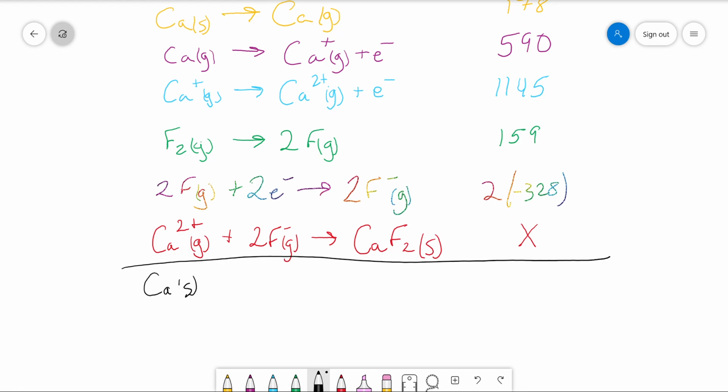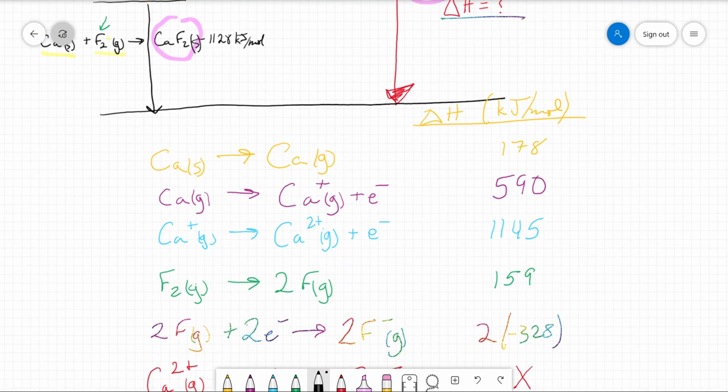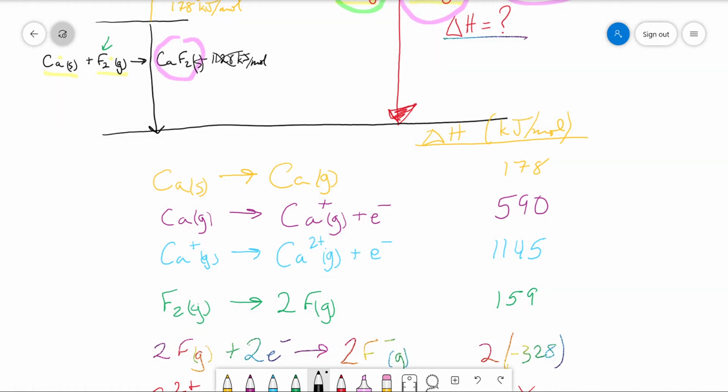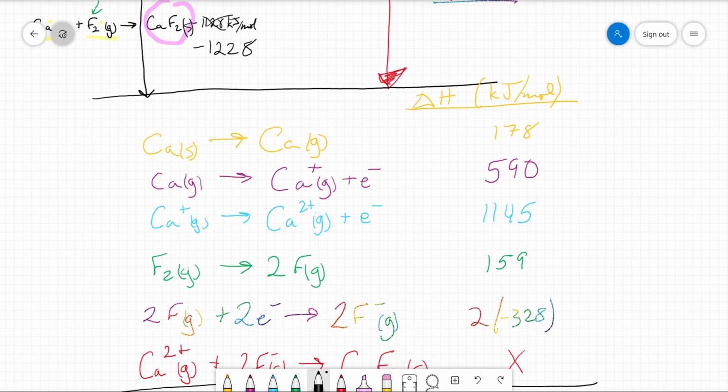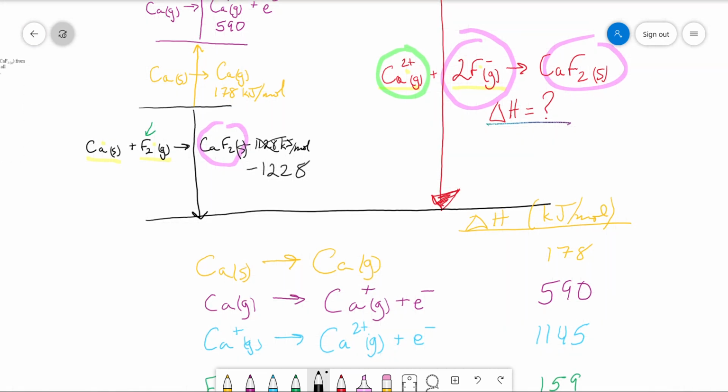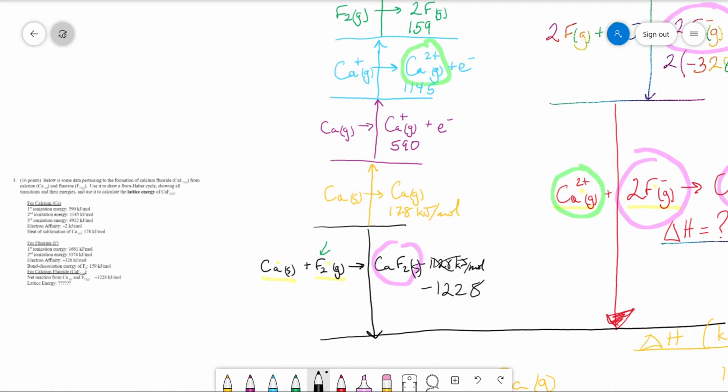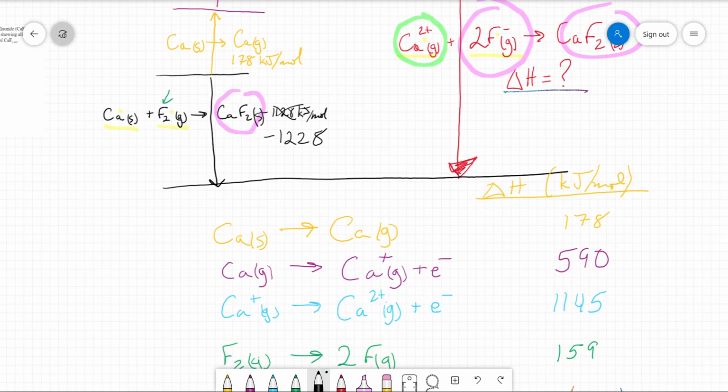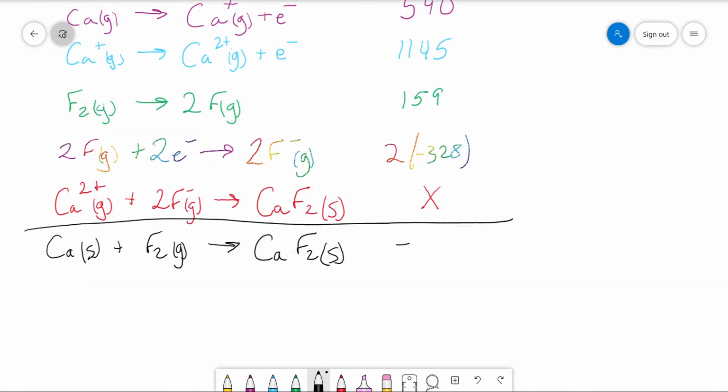So Ca solid plus F2 gas gives us CaF2 solid. And that value is negative 1120. Is it 1128 or 22? I think I wrote the wrong value here. That's negative 1228. Sorry about that. Oh gosh, I got it written wrong in a couple places. Negative 1228. Okay.